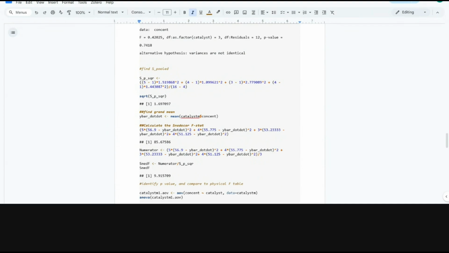So what we are finding here is the between group variability. Why is this a between group variability measure? Because notice you're taking 56.9, which is the mean of group A. You're taking 55.775, which is the mean from group B. So what are we doing? We're taking the group means, subtracting the grand mean each time, and finding the disparity. That's why this is a between group variability measure.